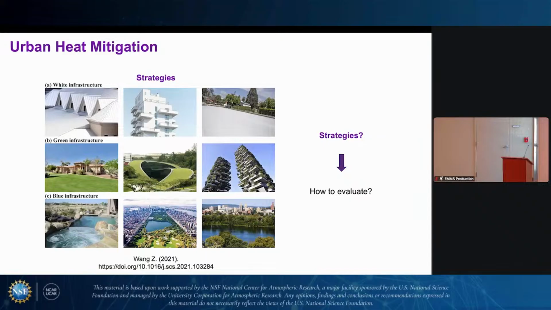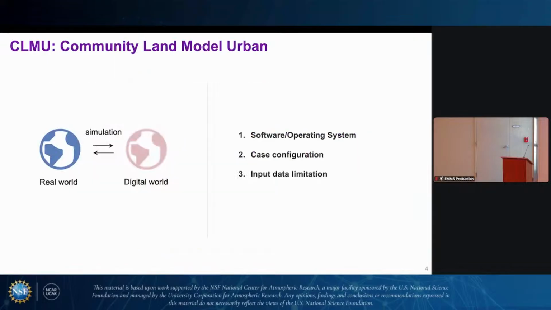Now we have a lot of these strategies, but before implementing such strategies, we need to do the evaluation. So one of the most useful functions or applications of the CRMU, community land model urban, is that we can do the evaluation by running such a model with the implementation of such strategies. And then we can get the evaluation results from the simulations and reflect back to the real world.